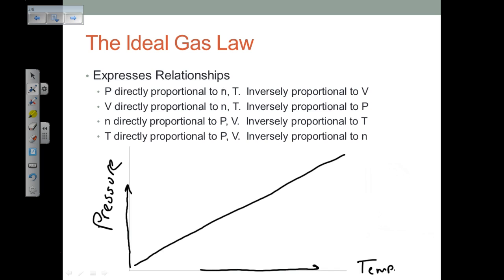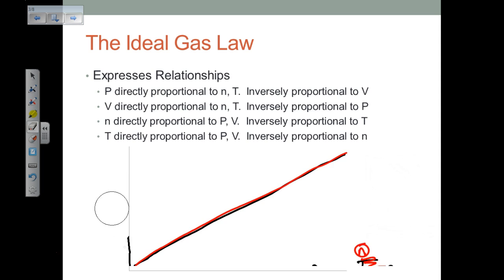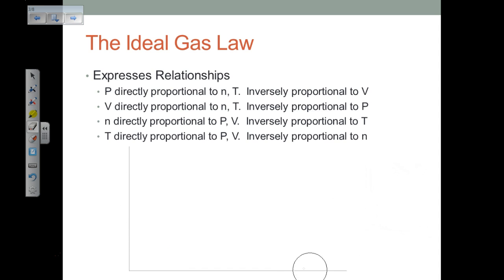So we have to hold n constant and V constant. This would be true also if we did this for number of moles. n is number of moles. We could also draw a line similar to this, provided T and V were held constant. So that is what it means to be directly proportional. It means as one increases, so does the other.